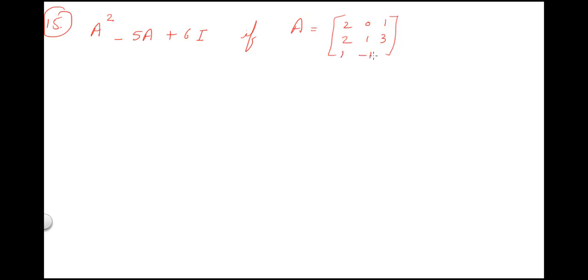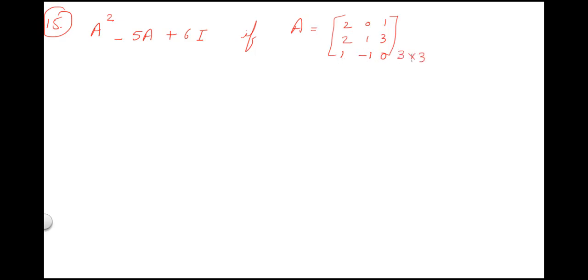Now let us discuss one more question. Question number 15. It says we have to find A square minus 5A plus 6I. Capital I is for identity matrix. It will be of the same order as matrix A. If matrix A is equal to, it is a 3 cross 3 matrix given in the question, and it says 2 0 1, then 2 1 3, and the third row is 1 minus 1 0. Clear? 2 0 1, 2 1 3, 1 minus 1 0.